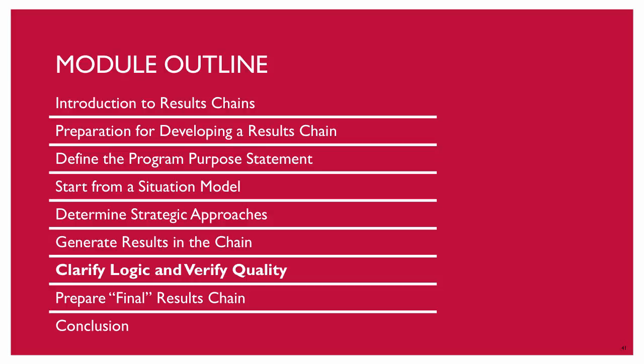In the last presentation, we checked our results chain logic and added in missing results. We'll now look at how we can help clarify the logic in our results chain by adding a few illustrative actions. You can follow along in How To Guide 2 on page 20.